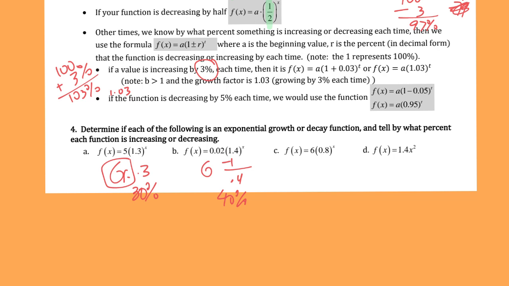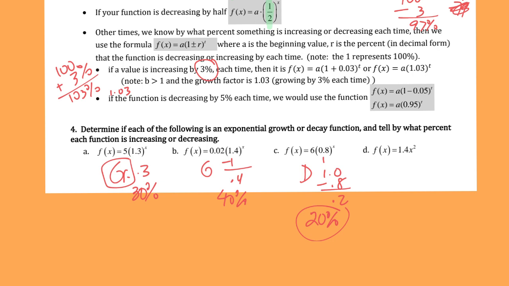This is going to be decay. And if you subtract it from 1, you can do 1.0 minus 0.8, and you're going to get 0.2, and that's decrease by 20% each time. So decay by 20%. So every year you're losing 20%. Okay, you retain 80% of it. So you're keeping 80% each time, but you're getting rid of 20% each time.